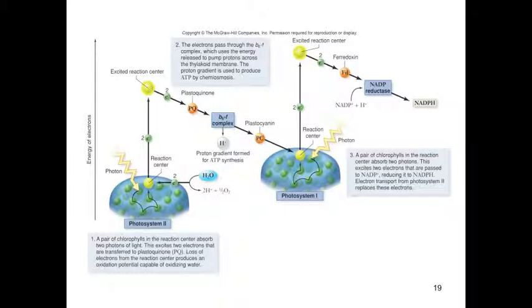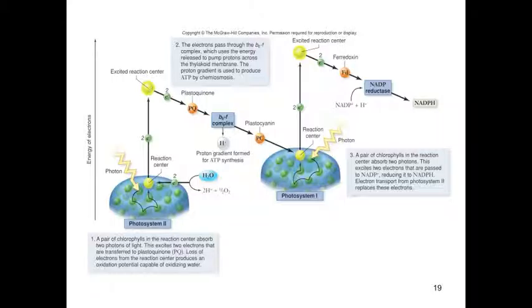In chloroplasts, photosystem II comes before photosystem I. So that is in all plants. Photosystem II comes first and photosystem I comes later. Now, how do we remember which one's P680 and which one's P700?